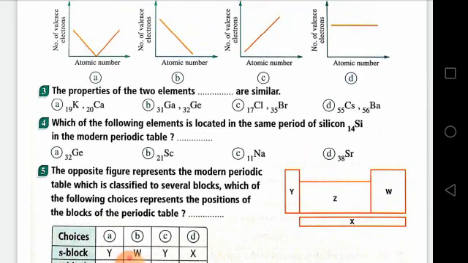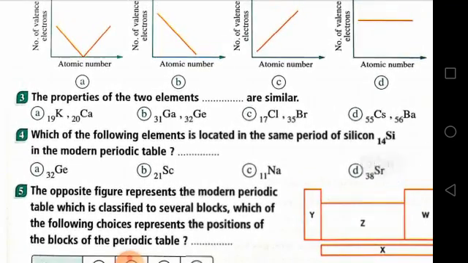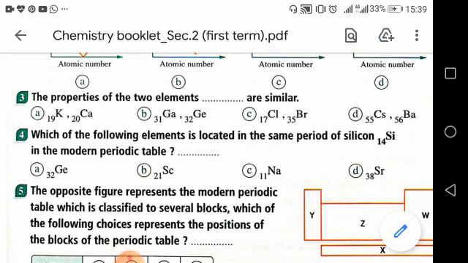In question number 3, the properties of the two elements are similar. Similar properties mean the two elements are located in the same group. If we study the choices in this question, all of them are two elements which follow each other by one atomic number, like A, potassium 19 and calcium 20. The difference is 1 electron. Ga 31 and Ge 32. The difference is 1 electron.